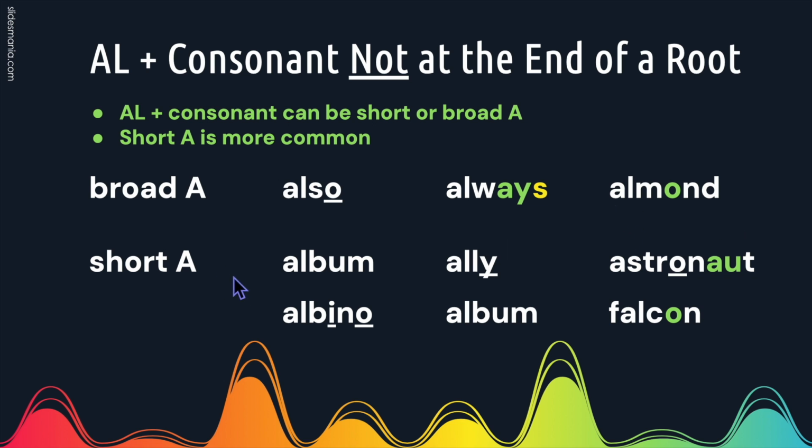Like I said, the short A sound is more common when there's an A plus a consonant not at the end of a root. So if you're trying to decide which sound to try, use the short A sound first. Then try the broad A sound if it doesn't make a word you recognize with the short A. Album, ally, astronaut. AU says ah. Albino, album, falcon. Notice this O may schwa and take on an uh sound, just like in the word almond.